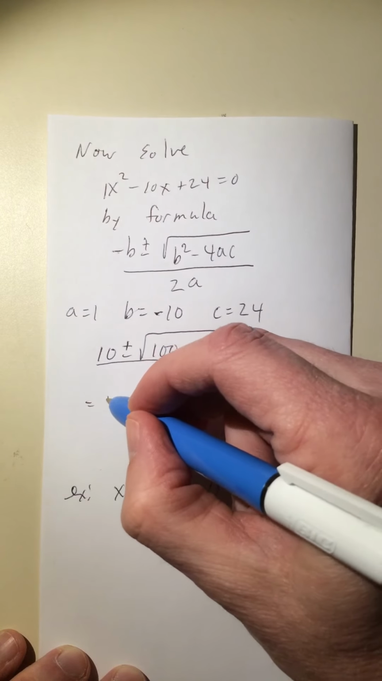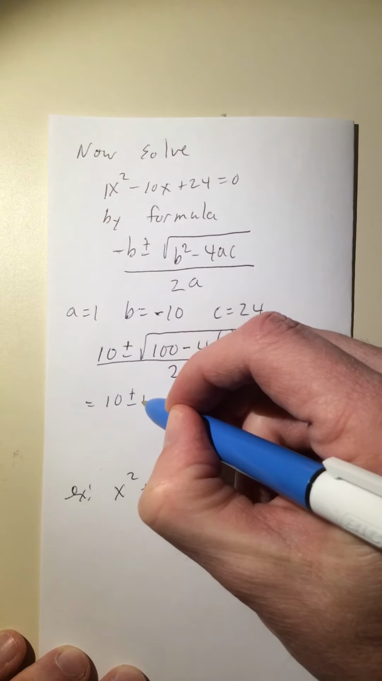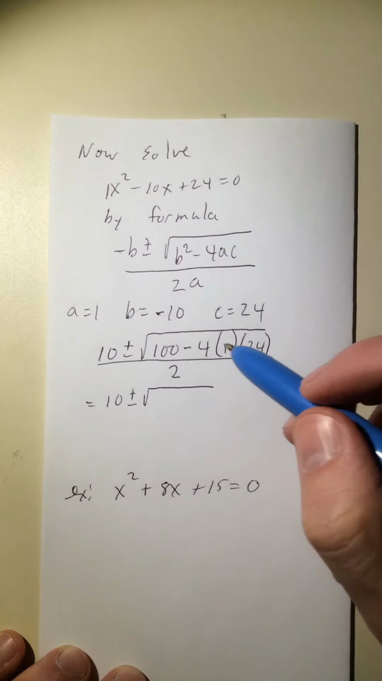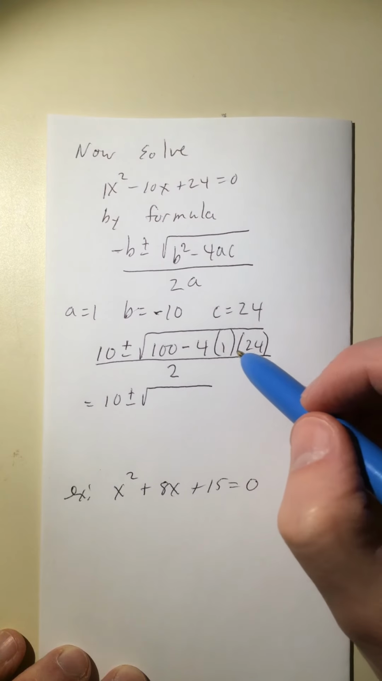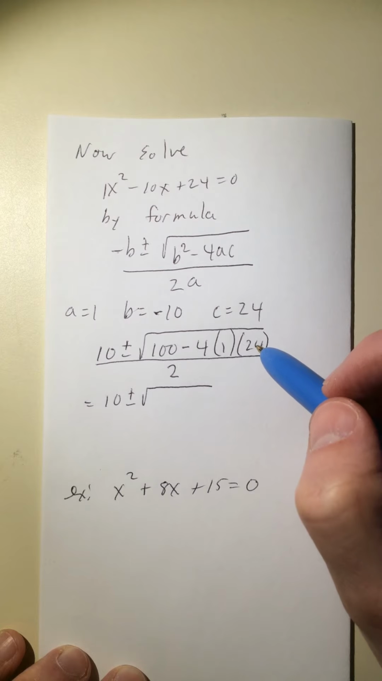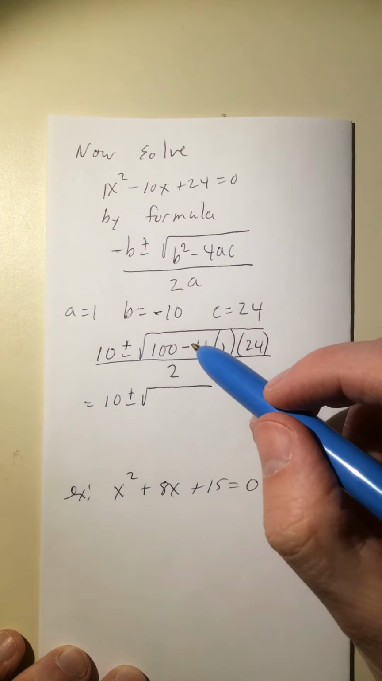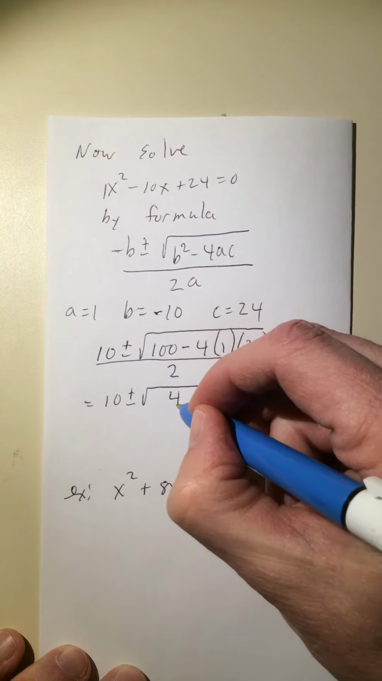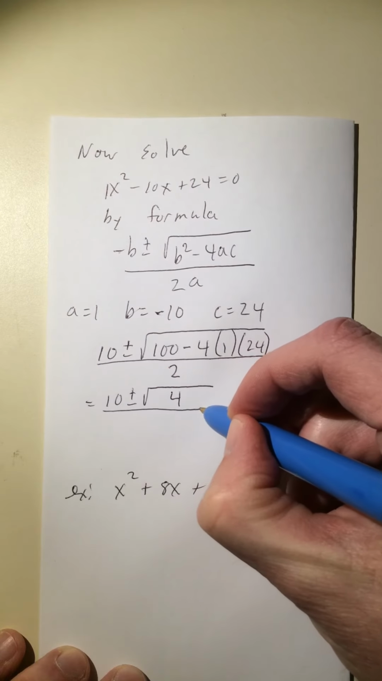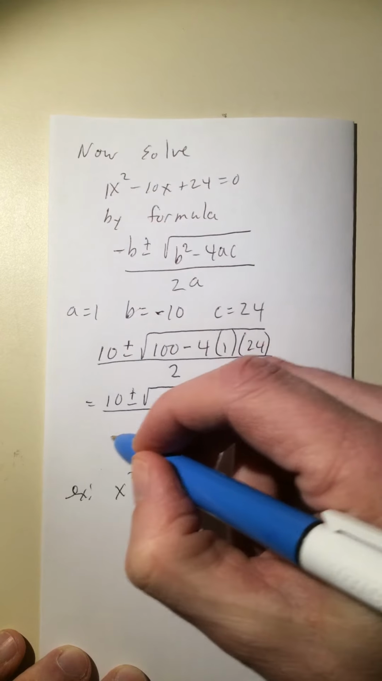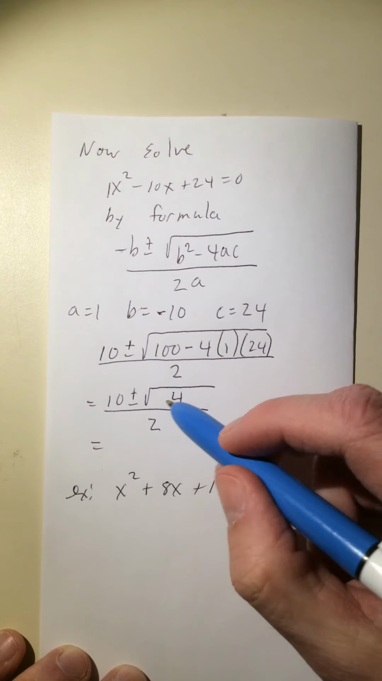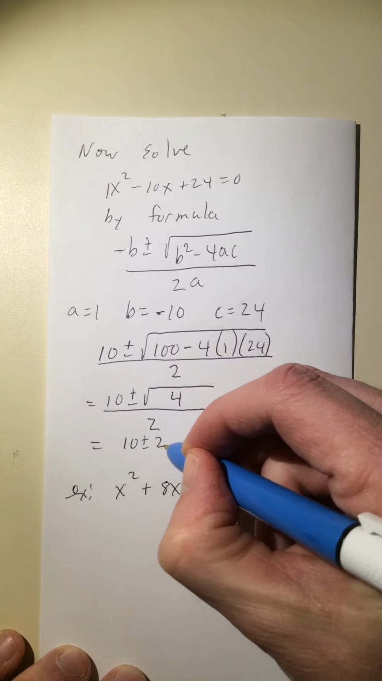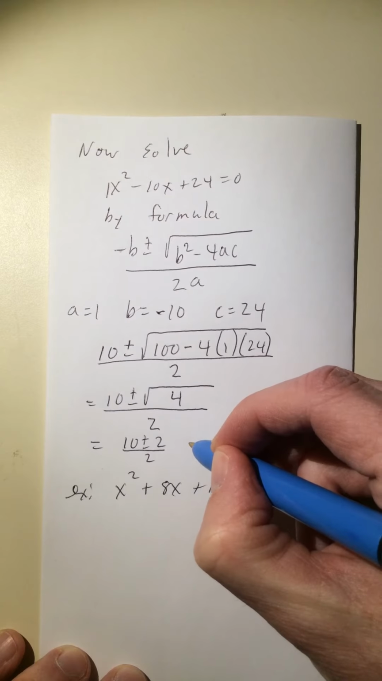And then we move on to the next step. So we got 10 plus or minus the square root of. I'm going to do a little bit of extra work here because we're running out of room. So 4 times 1 times 24 happens to be 96. And 100 minus 96 is 4. And then we have that over 2. And of course, we all know that the square root of 4 is just 2. So now we have 10 plus or minus 2 over 2.